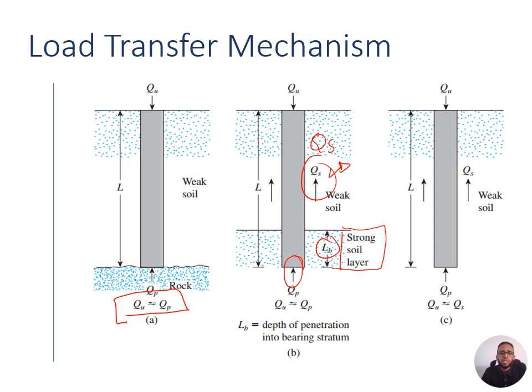In case C, as you can see, the whole layer is weak soil, so that in this scenario, the ultimate load capacity is mainly governed by what? The shaft frictional resistance, we call it QS. So understanding this diverse soil condition and their impact on the load transfer mechanism is essential for accurate pile foundation design.